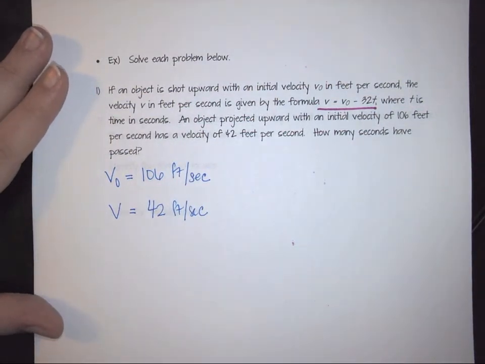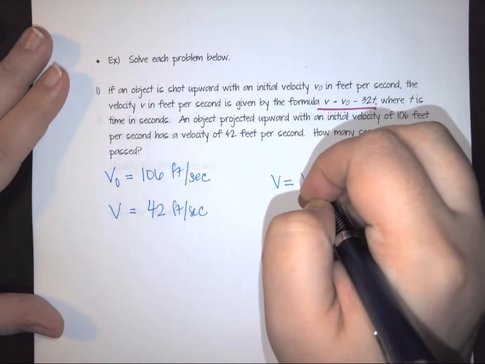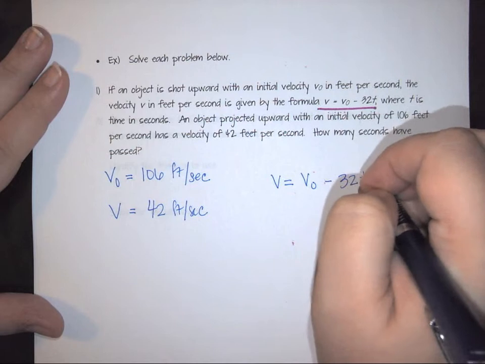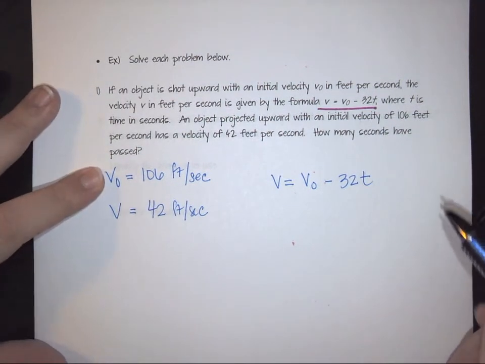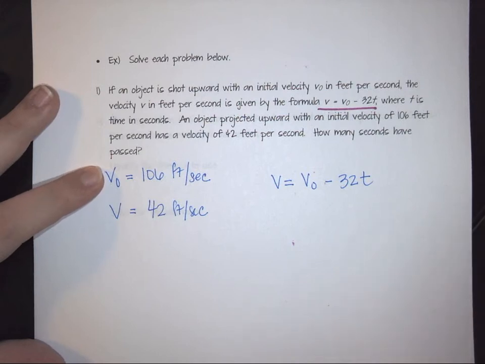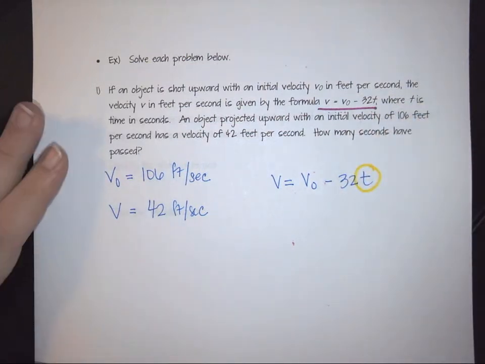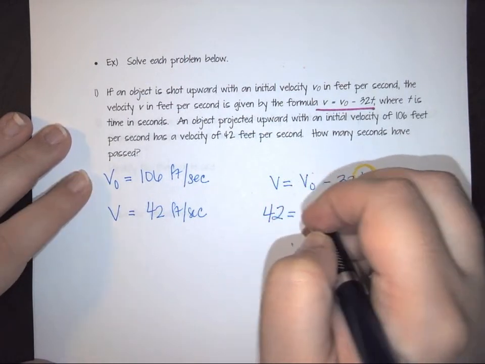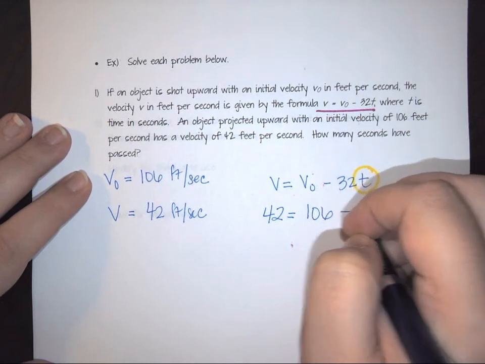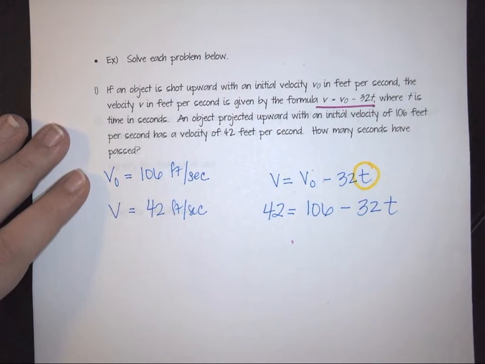So here we have to simply use our equation: v is equal to v0 minus 32t. The only pieces of information we've been given are v and v0. Therefore, the part we are solving for is t. That's the piece that we don't know. So we plug in our information: 42 is equal to 106 minus 32t. We have to simply solve for t.